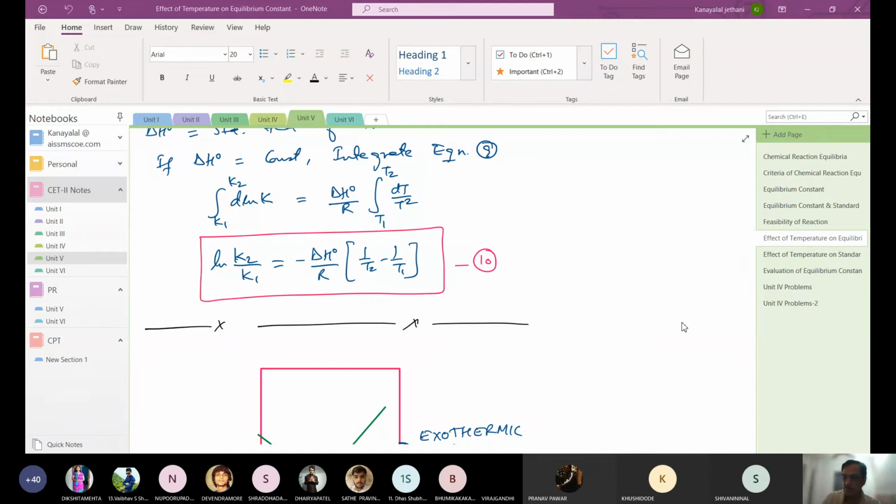हो गया कि नहीं हो गया सबका? नूपुर, हो गया क्या? No, sir, I'm solving. अरे, कितना टाइम लगता है रे? Sorry, sir.